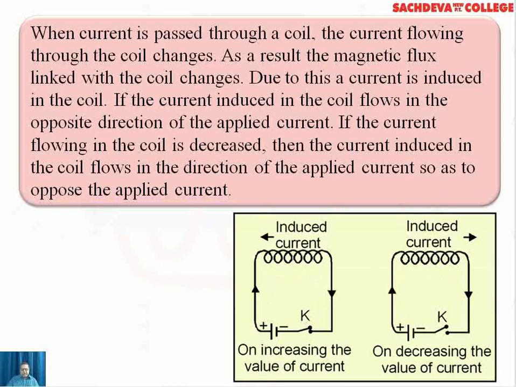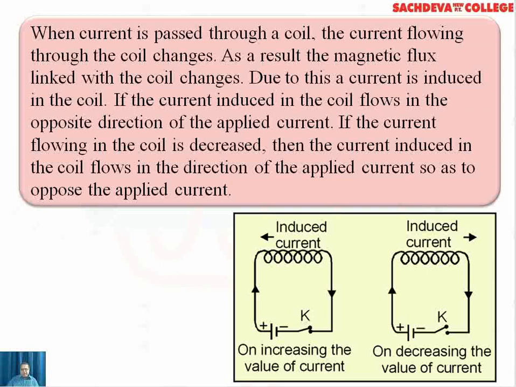So again, it is shown in the figure. In the left side figure, the key is closed, and in the right side figure, the key is open. So when the key is open, the value of current is decreasing, and in the left side figure it is increasing. Whenever the circuit is closed, the value of current is increasing. Whenever the circuit is open, there will be no current.